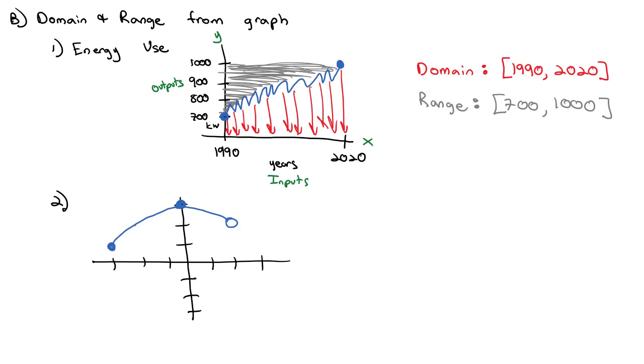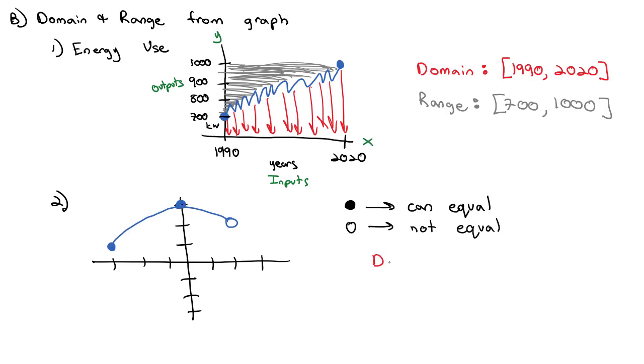Now, a little brief note that I should add: when we use a solid dot, that means it can be equal to. When we use an open dot, it means it's not equal to that value. So that can help us decide if we're using square or curved brackets.